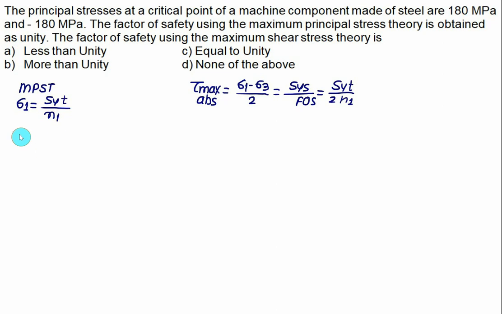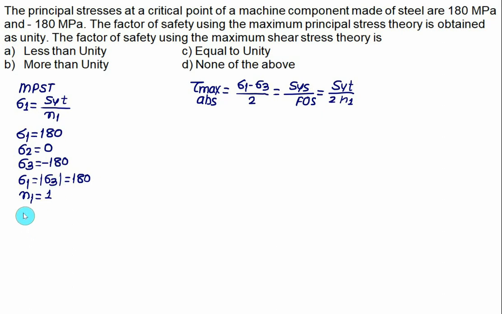In this case, we have the value of sigma 1, we'll take the positive value, equal to 180 megapascal, and sigma 2 we will assign equal to 0, and sigma 3 we have to take equal to minus 180. So here sigma 1 is the same as sigma 3 in absolute value, 180. So either you can use sigma 1 or sigma 3 to find the value of SYT, with N1 for maximum principal stress theory equal to 1. I can use sigma 1 or sigma 3, both.